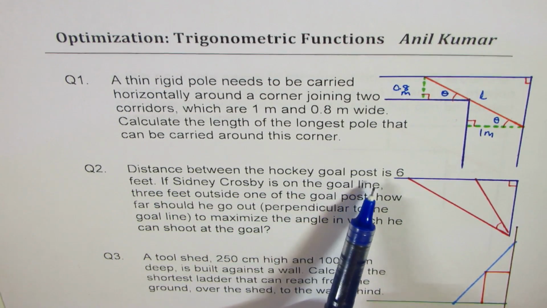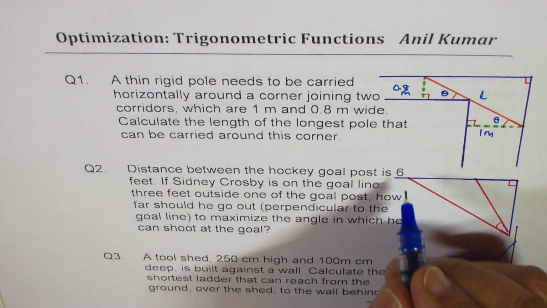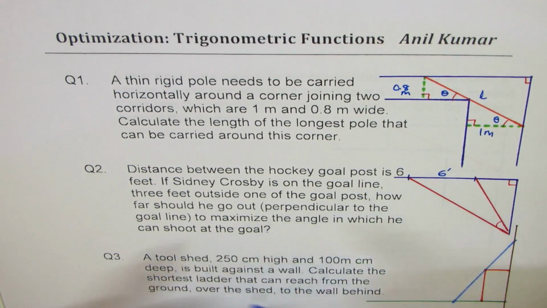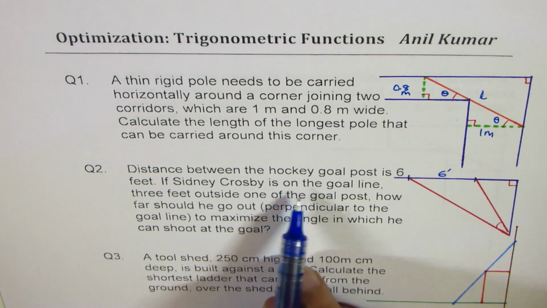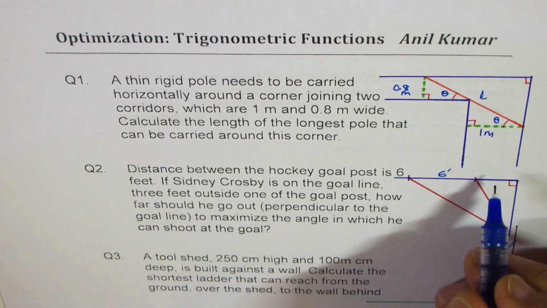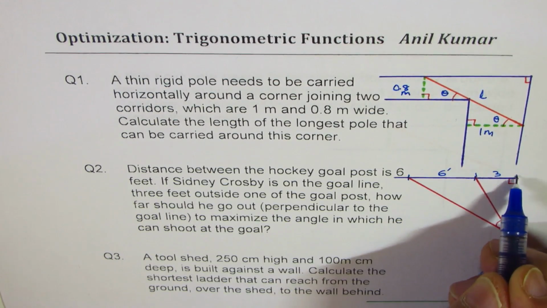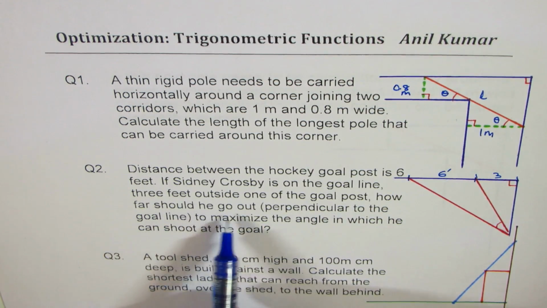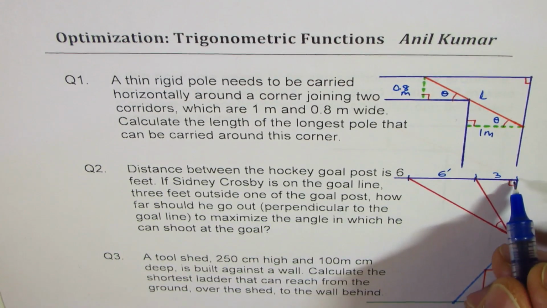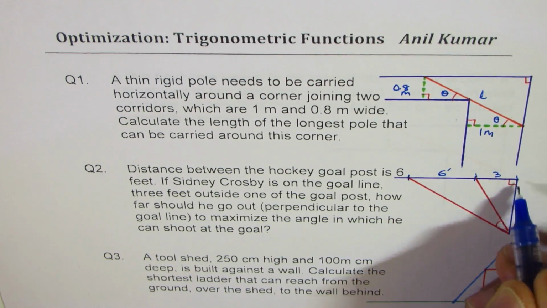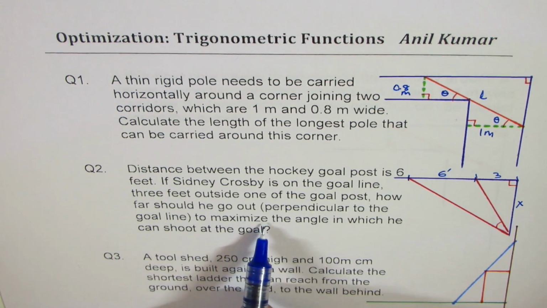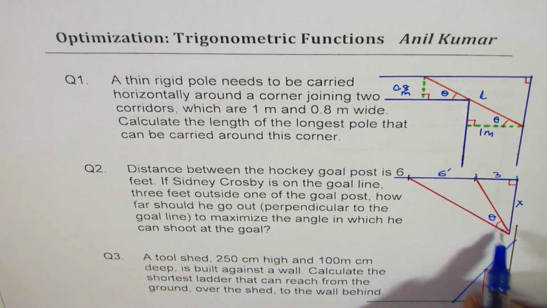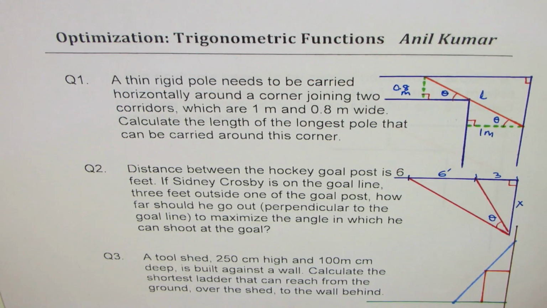Distance between the hockey goal posts is 6 feet. So let's say these are the hockey goal posts, right? So this distance we are taking as 6 feet. If Sidney Crosby is on the goal line 3 feet outside of one of the posts, how far should he go out perpendicular to the goal line? That means this distance. So we are taking this distance as x, right? To maximize the angle in which he can shoot at the goal. So that's the angle theta in which he can shoot at the goal, right?